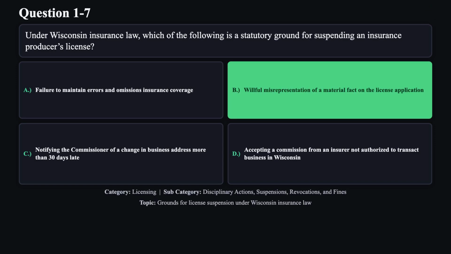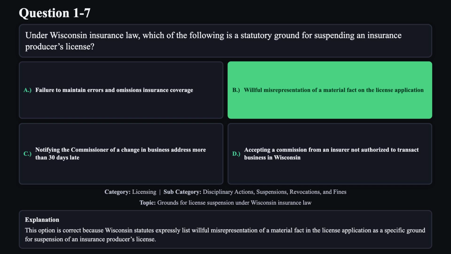The correct answer is B. This option is correct because Wisconsin statutes expressly list willful misrepresentation of a material fact in the license application as a specific ground for suspension of an insurance producer's license.